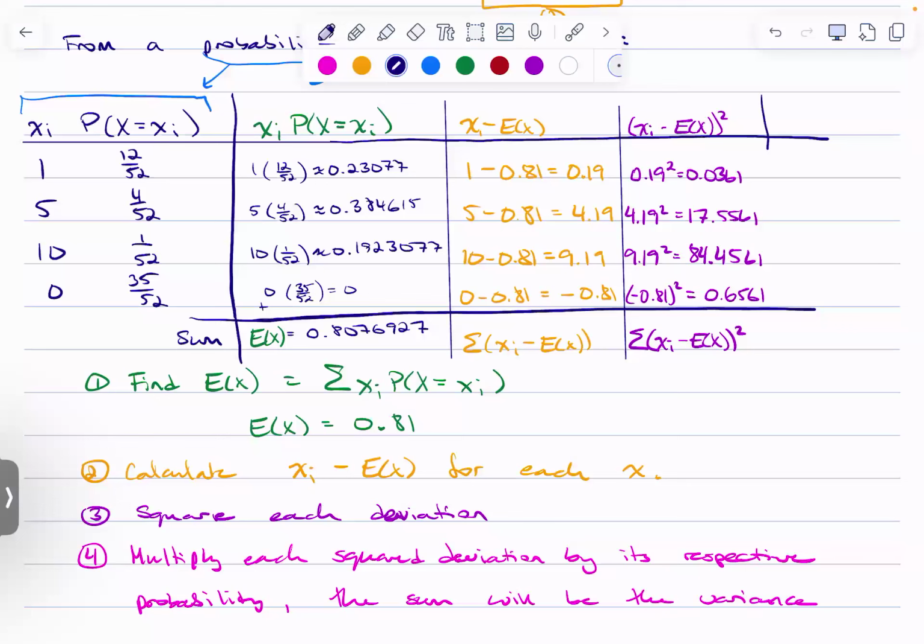Because I had to make room for that one last column, which is the previous column times its probability. Or if you prefer, because the probability appears first in the table, you might want to do the probability times the last column. A times B is the same as B times A, so order doesn't matter there. I'm going to write it to match the formula: xi minus the expected value of x, squared, times the probability of each of these things.